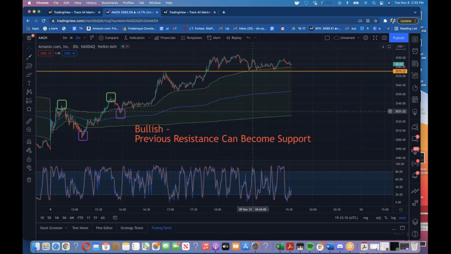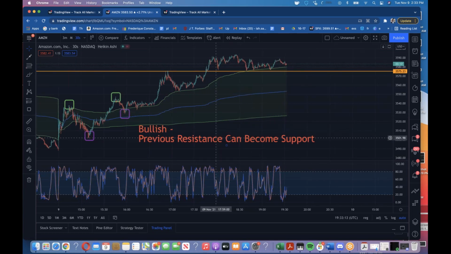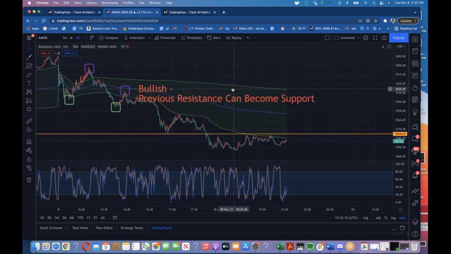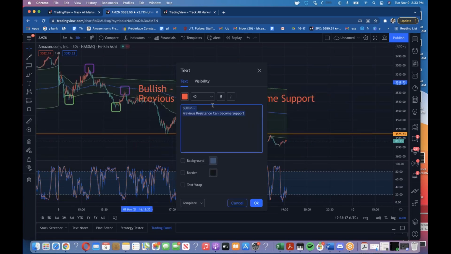And maybe I could even show you guys on the downside here. Let me go ahead and invert this. Let's change it up here for the inverse, for the downside. So when it's bearish, previous support can become resistance.